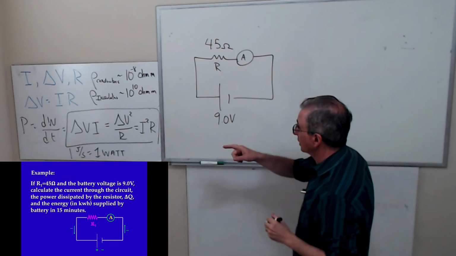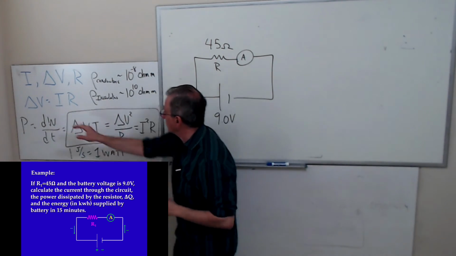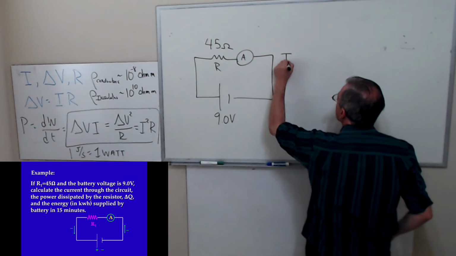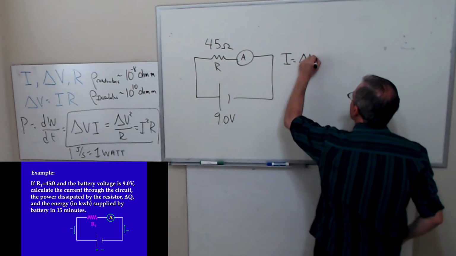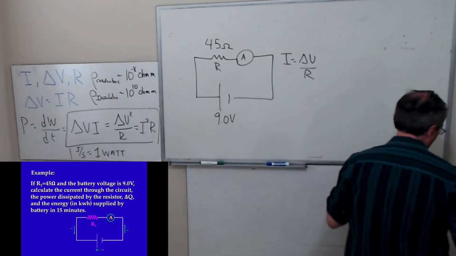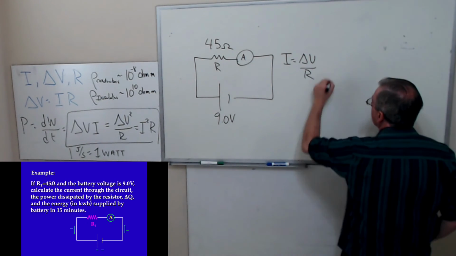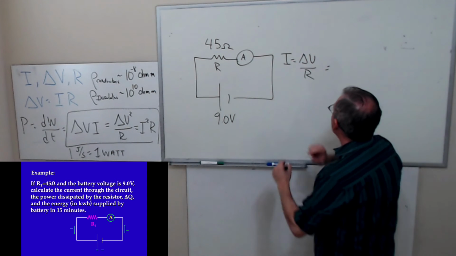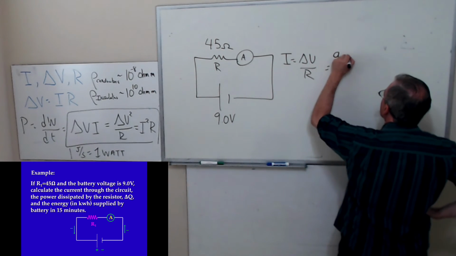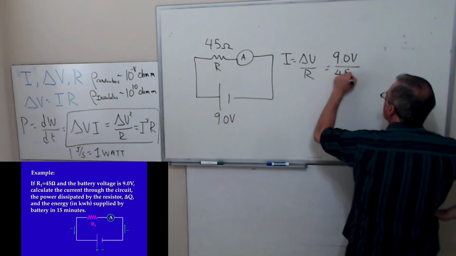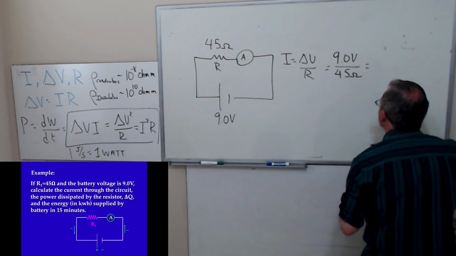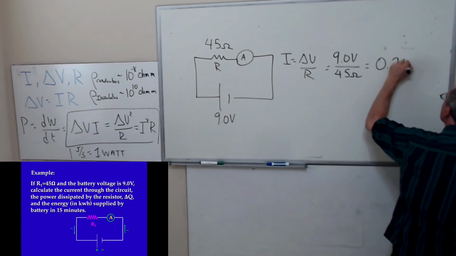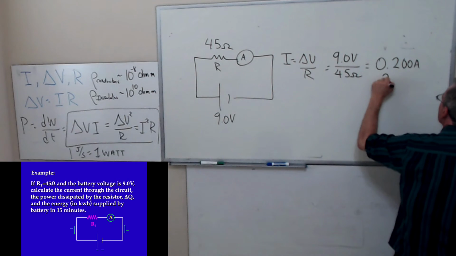Well, the current is going to be obtained from this equation. If delta V is IR, then I is delta V over R. Okay, and so I'm going to take 9 volts divided by 45 ohms, and that's going to give me 0.2 amps or 200 milliamps.